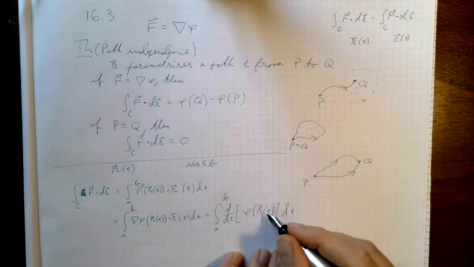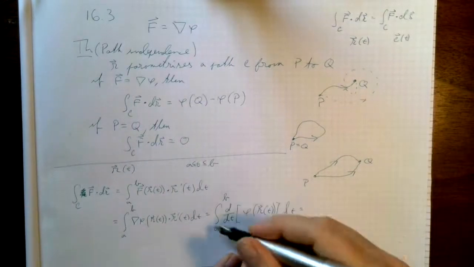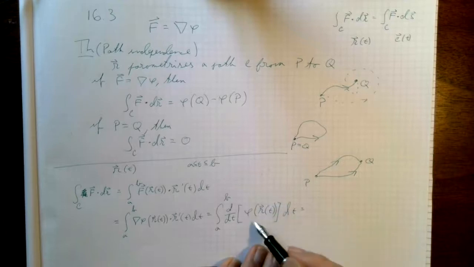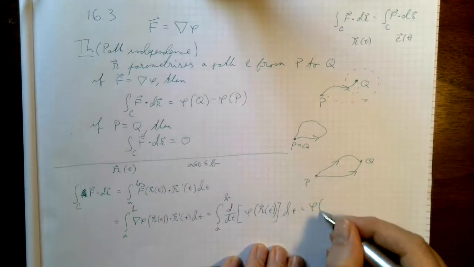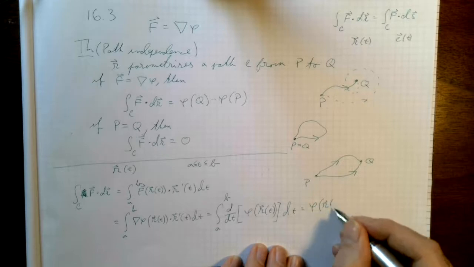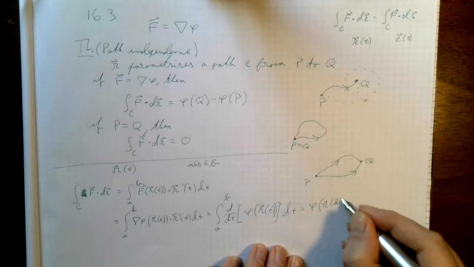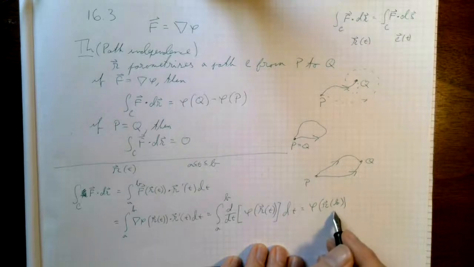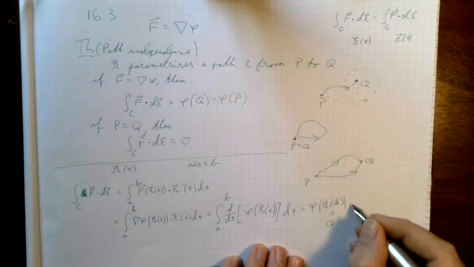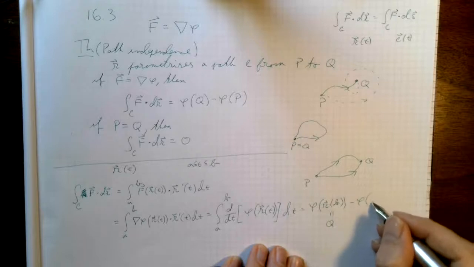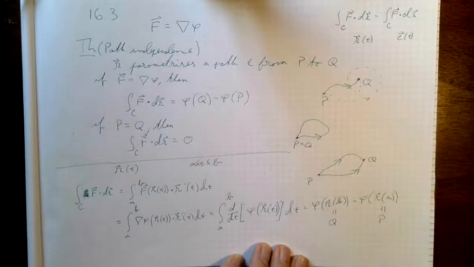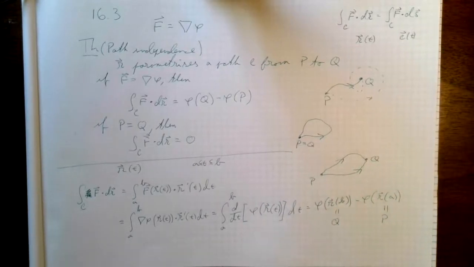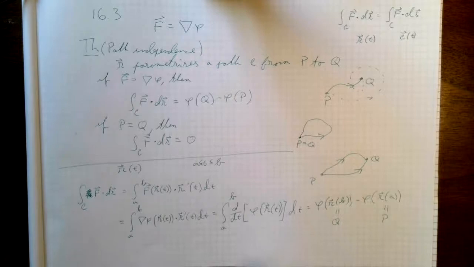So that's exactly, you know, now this is just the fundamental theorem of calculus. This is just a function of t, right? We're differentiating it and then we're integrating it, right? So this is phi evaluated at where the curve ends, this is the q, minus phi evaluated at where the curve begins. This is p, right?